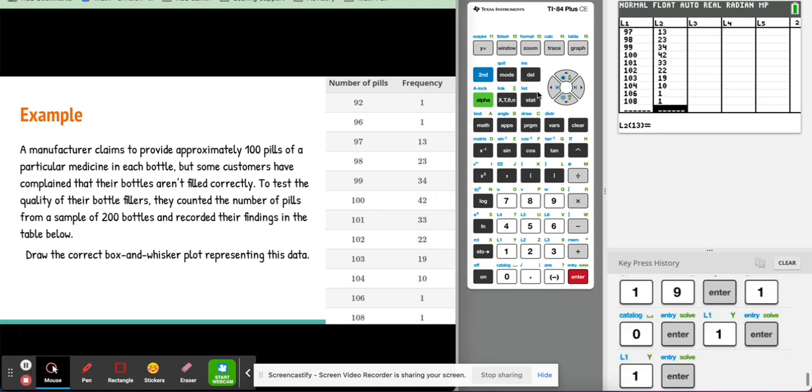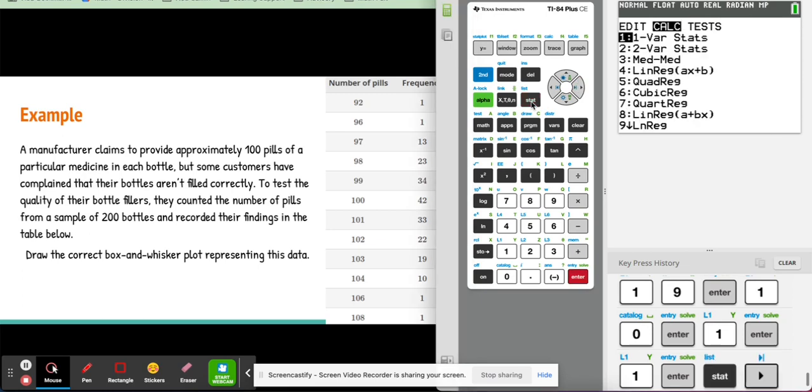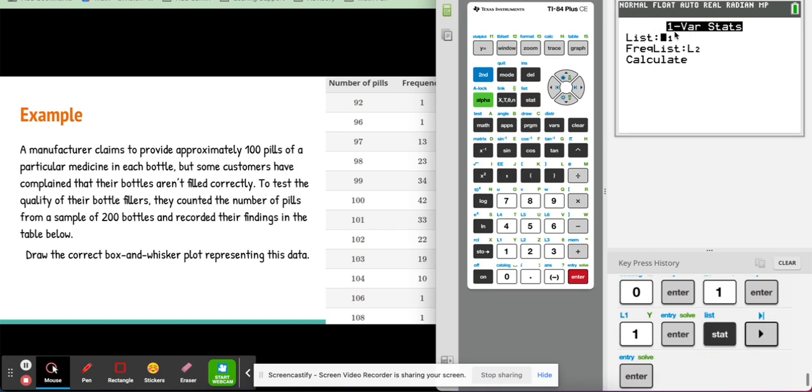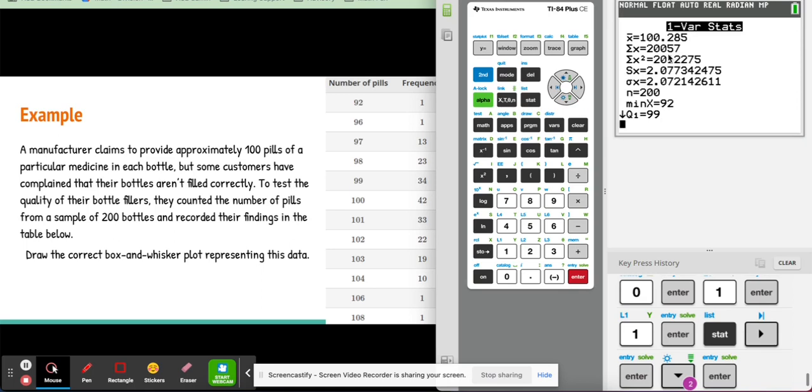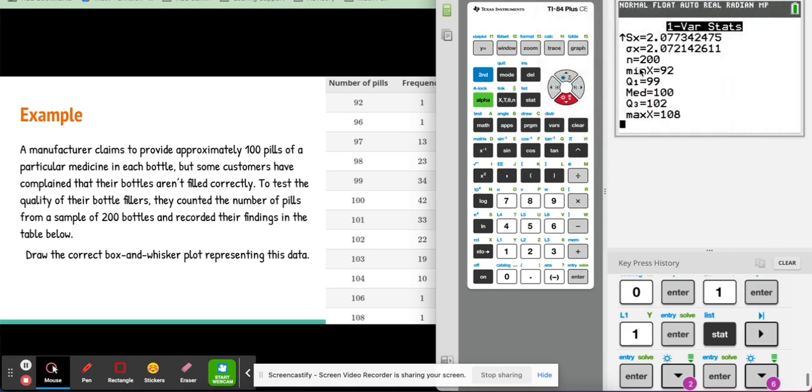Once you have your data, you're going to run a one variable statistics. So you're going to go back on Stats, Calculate, one variable. Our list is in L1 and our frequency is in L2. So we're going to go ahead and calculate that. Now we're going to scroll all the way to the bottom. The most important numbers that we have are our final five numbers here.